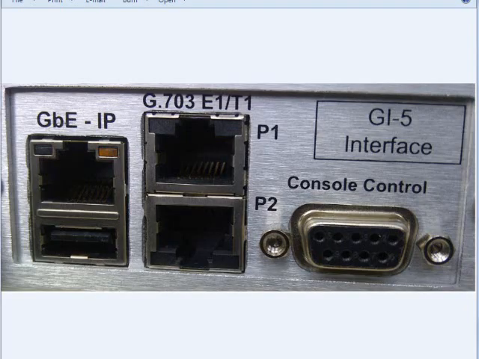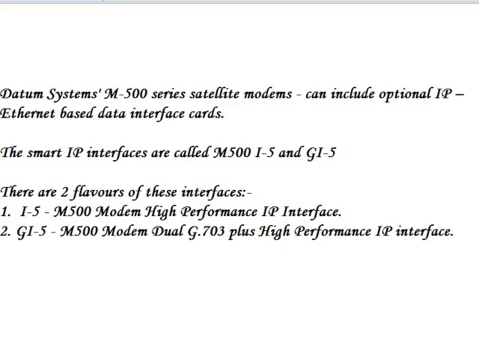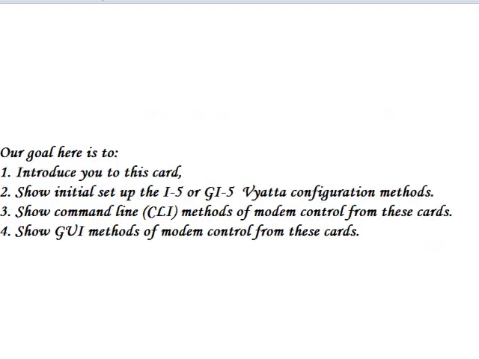The module itself is referred to here as a Q7 because it follows a computer interface standard known as Q7. The Q7 is a complete x86 embedded Linux computer including multiple interfaces typically found on a common personal computer. There are two flavors of these interfaces, I5 and GI5. I5 is a high performance IP interface and GI5 is a dual G703 plus a high performance IP interface.